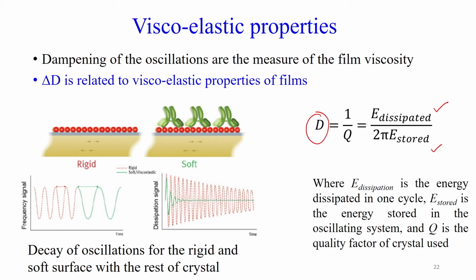So, if you directly measure the dampening effect, or the D value, then we can also understand the viscoelastic properties of the adsorbed layer, whether it is a soft layer or a rigid layer.